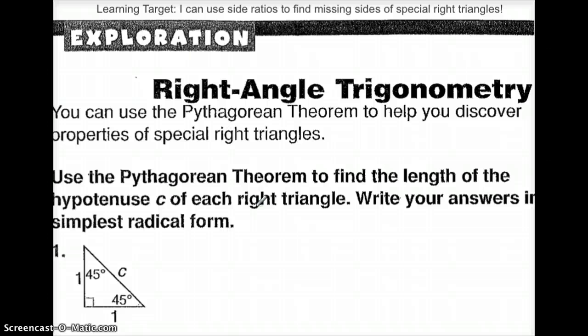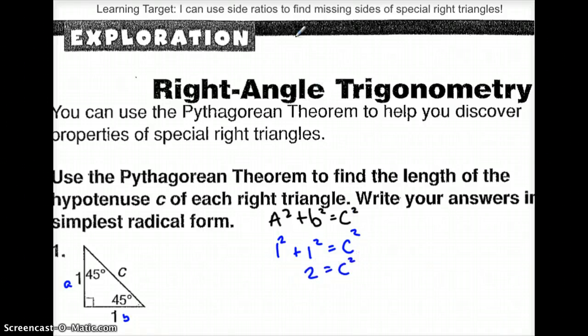If you remember the Pythagorean theorem, a squared plus b squared equals c squared. It doesn't matter which legs you label as a and b, but we end up with 1 squared plus 1 squared equals c squared. 1 squared is 1, so 1 plus 1 is 2 equals c squared. To get c by itself, I take the square root, and so c is simply the square root of 2.